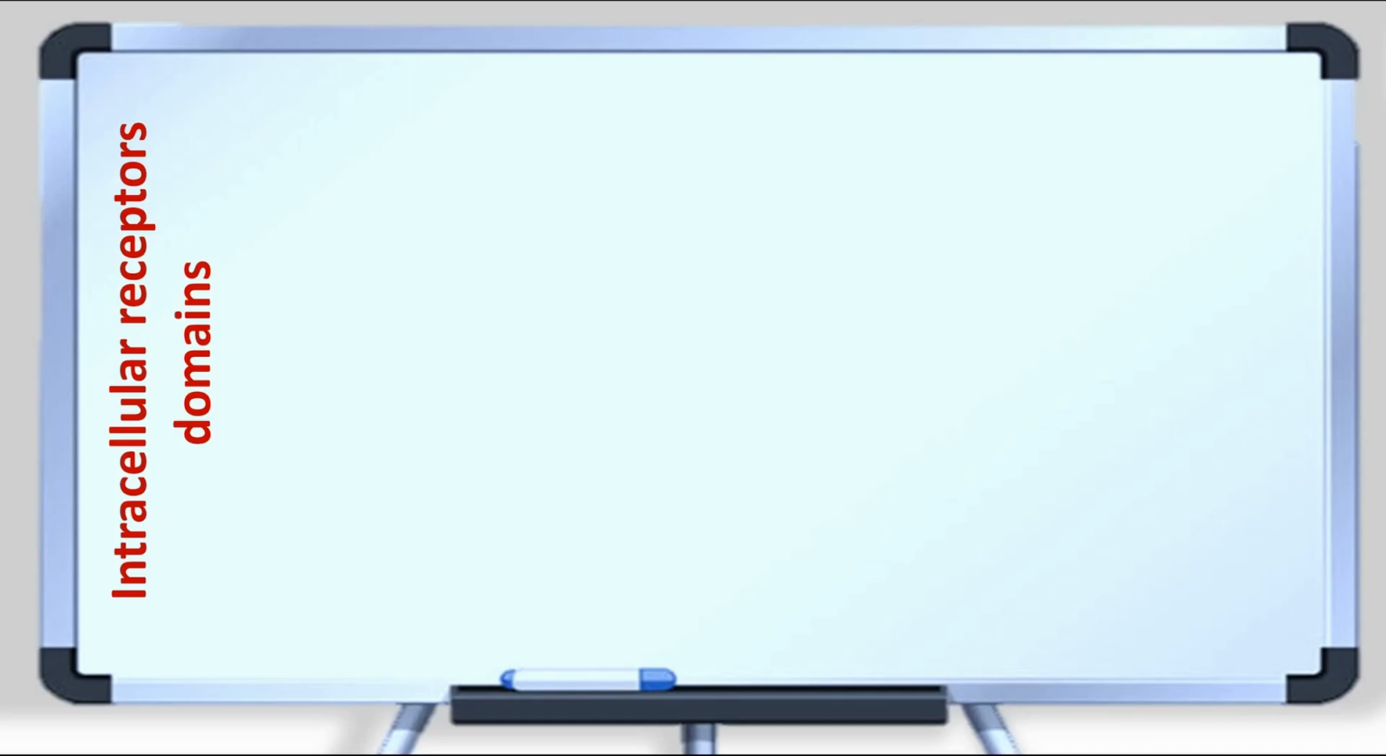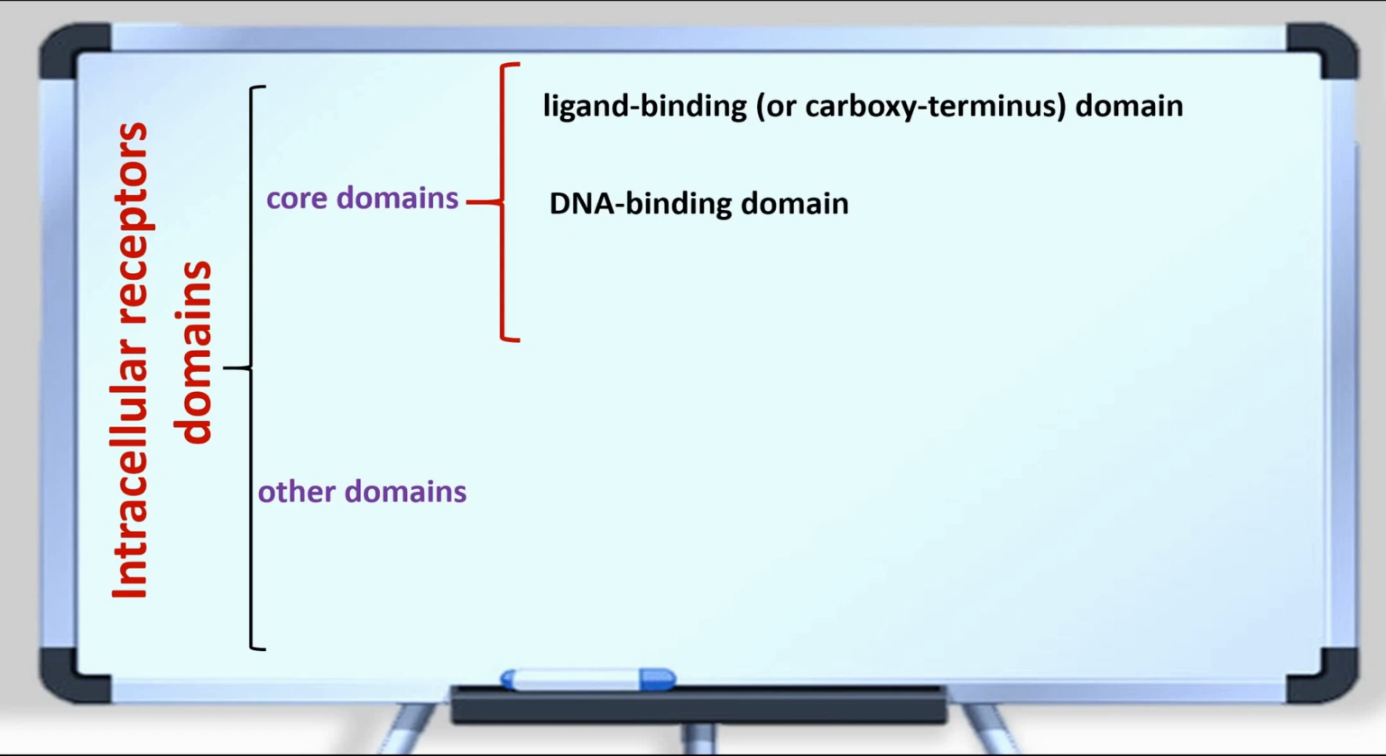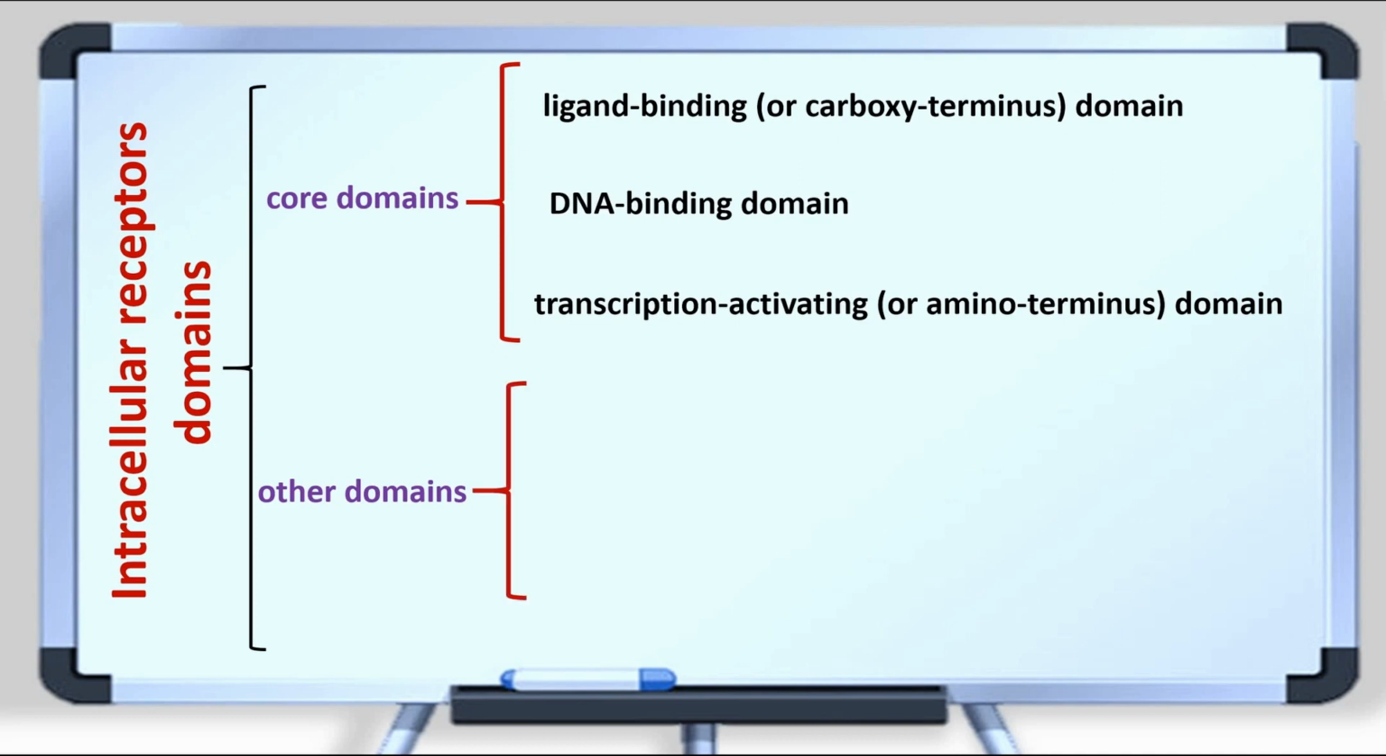Intracellular receptors domain. Intracellular receptors have two types of domain: core domains and other domains. Core domains are ligand binding or carboxy terminus domain, DNA binding domain, and transcription activating or amino terminus domain. Other domains are nuclear localization sequence and dimerization domain.